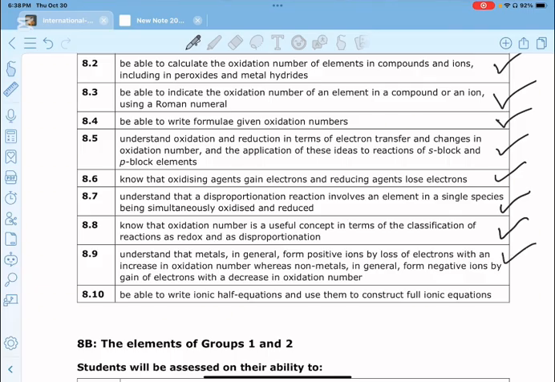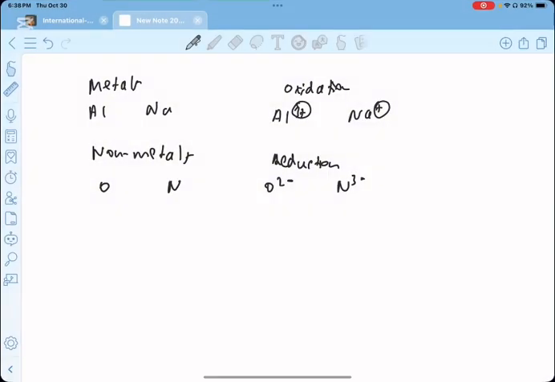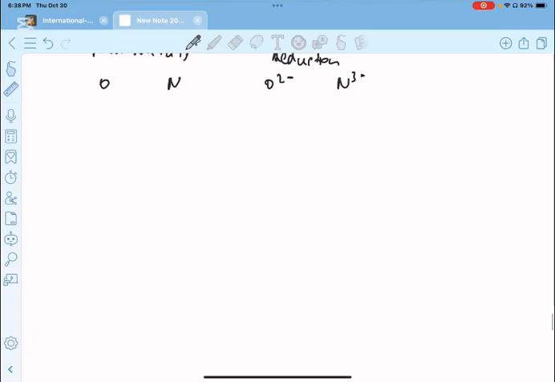We can take that. Be able to write ionic half equations and use them to construct full ionic equations, okay? Now this is a bit of an important topic, okay? Half equations will show the separate oxidation and reduction reactions in their own forms, okay? In a question in the exam, you'll be asked to write the half equation for reduction, or you'll be asked to write the half equation for oxidation, okay? So let's look at examples, okay?